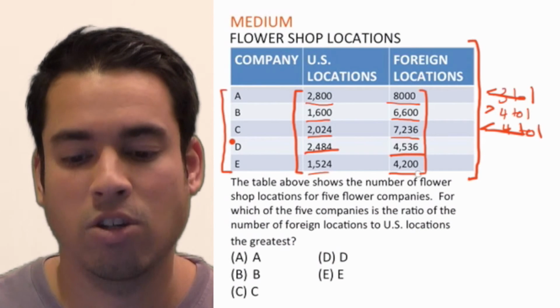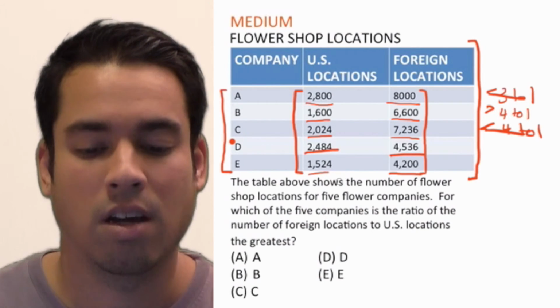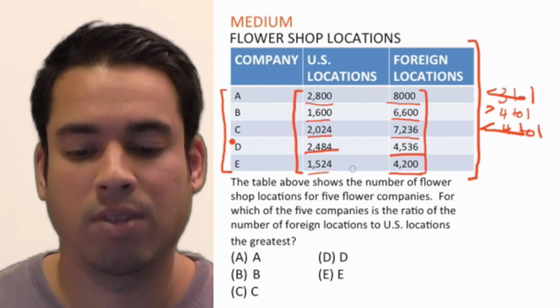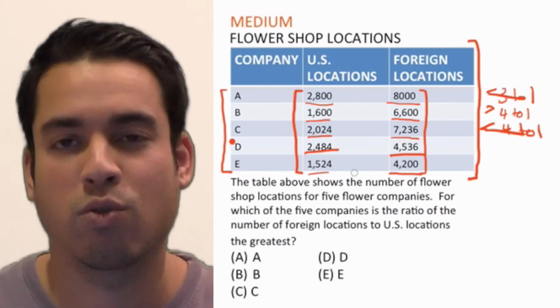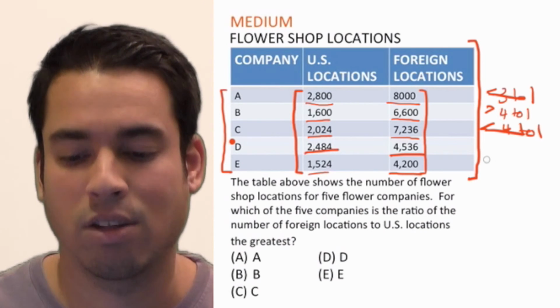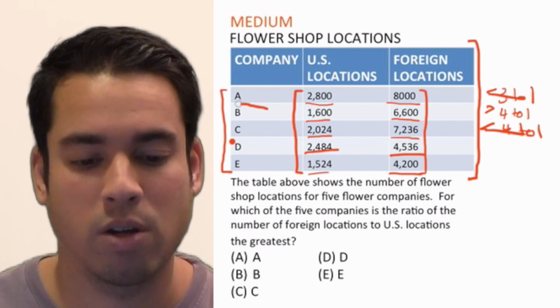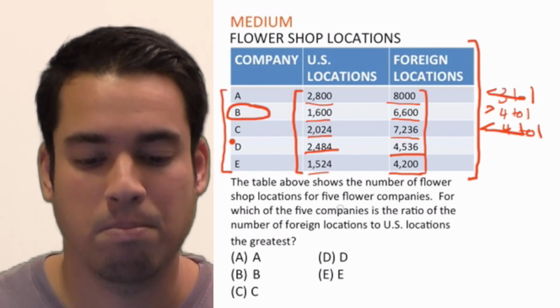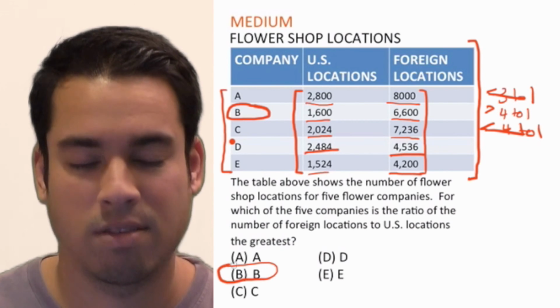So we've got 1,500 and 4,200. Again, just approximate. If you have 1,500, 3 times that is already greater than 4,200. So this is a less than 3-to-1 ratio. So this one's out. That means our winner with the greatest ratio has got to be B. And so here we go, B. Final answer.